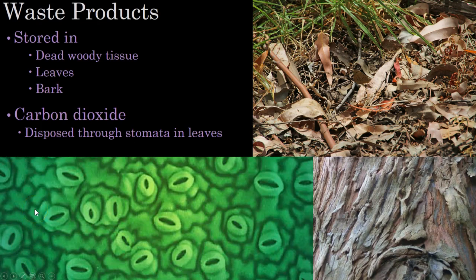So all plants will produce waste products, and they have several ways in which they can dispose of those waste products. They can either store them in dead woody tissue, usually on the inside center part of the trunk of the tree, or they can store them in leaves. Leaves do tend to fall as leaf litter, so they can be disposed of in that way. The same with bark as well, because bark will eventually shed off of a tree and the waste products will be shed with that. Carbon dioxide is usually disposed of through the stomata in the leaves.